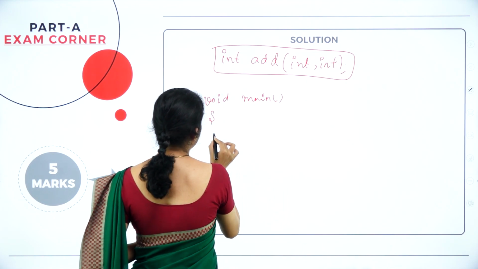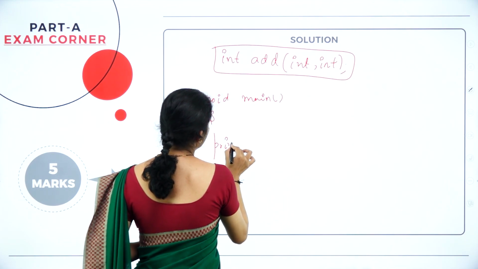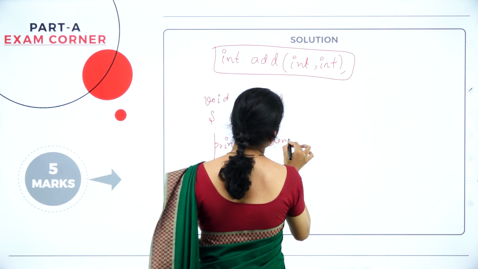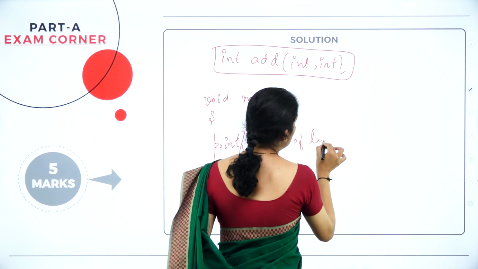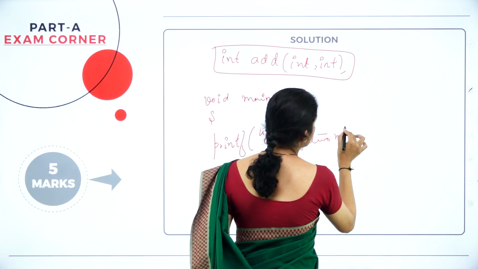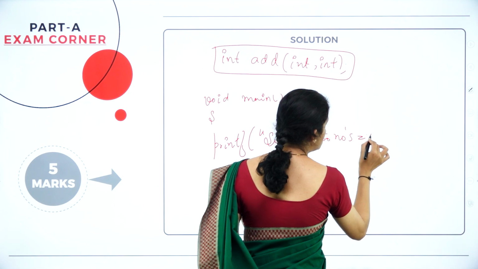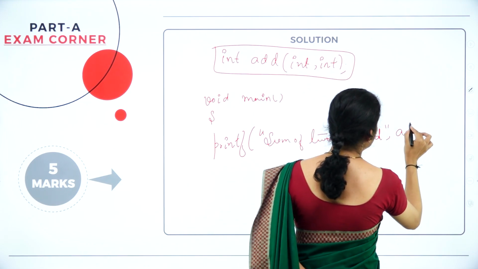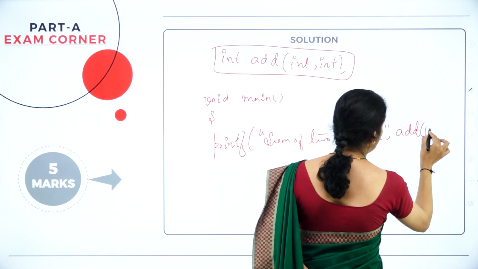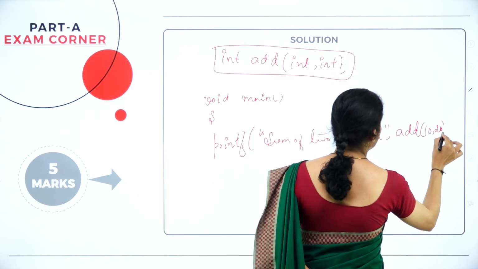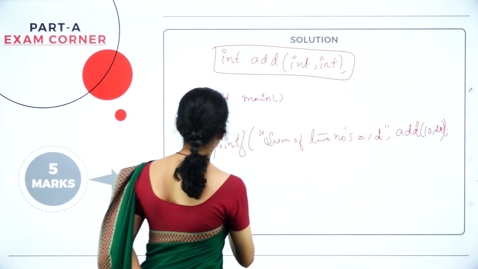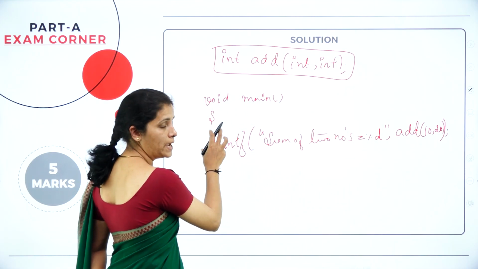Okay, then I'll start with the printf, sum of two numbers equal to %d. Okay, here only I'm going to call the add function and I'm going to pass the values 10, 20. And I'll close this one. This is my main program.